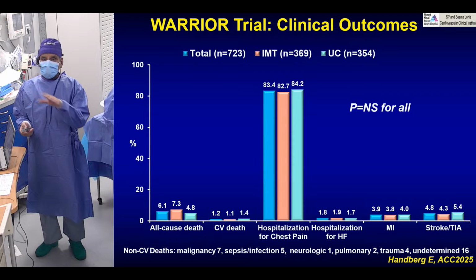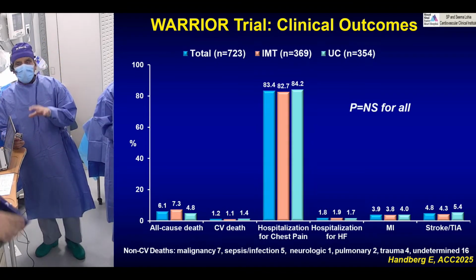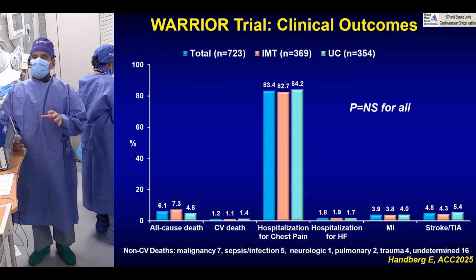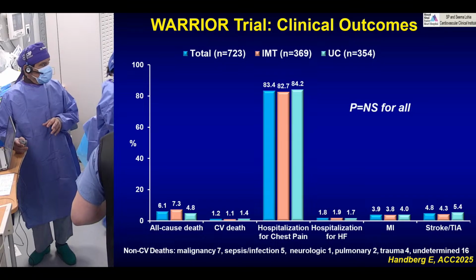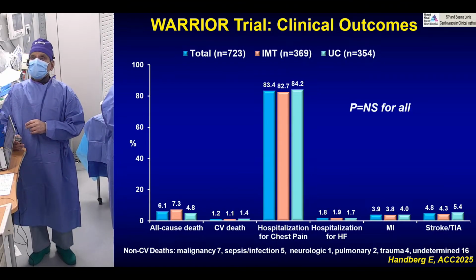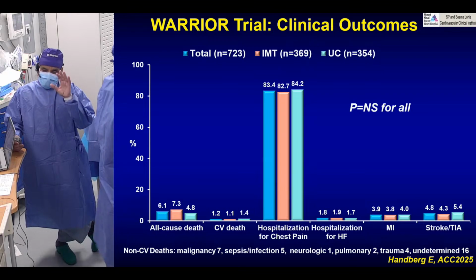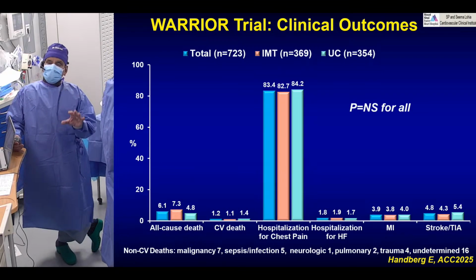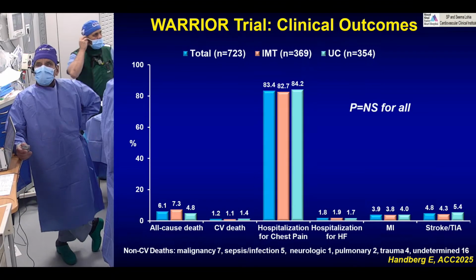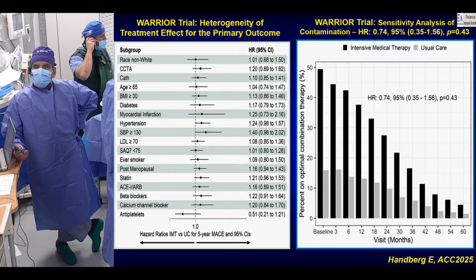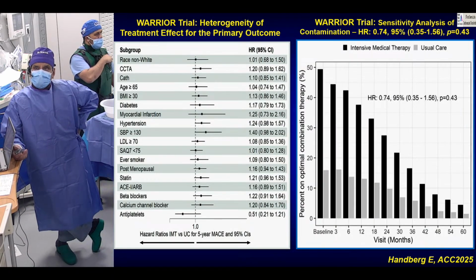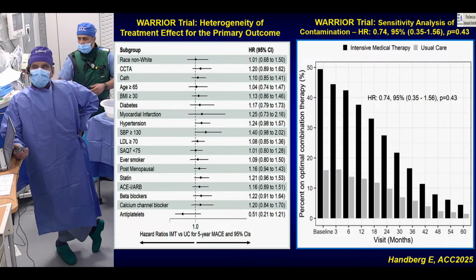So key is that bleeding is very common. The chest pain admission is very common in these patients. So very, very important issue. As you can see here, other endpoints were not different. All were, so just to say that patients, irrespective of the intensive medical therapy or usual care, had the frequent hospitalization as shown here.